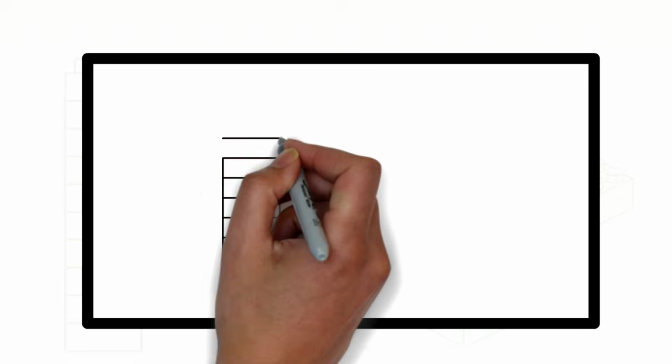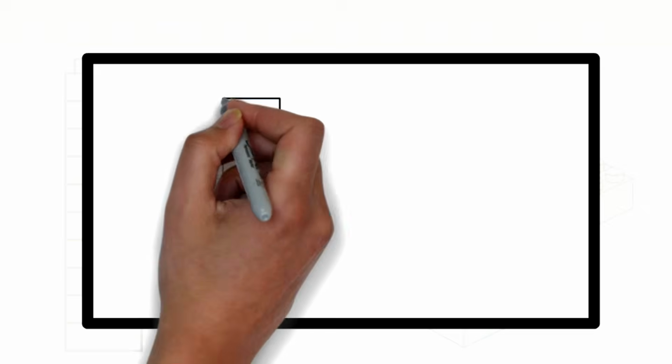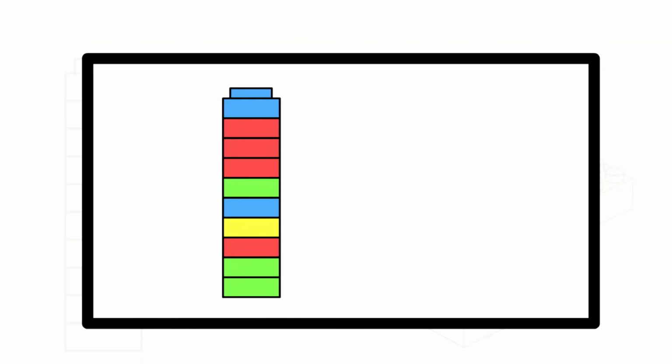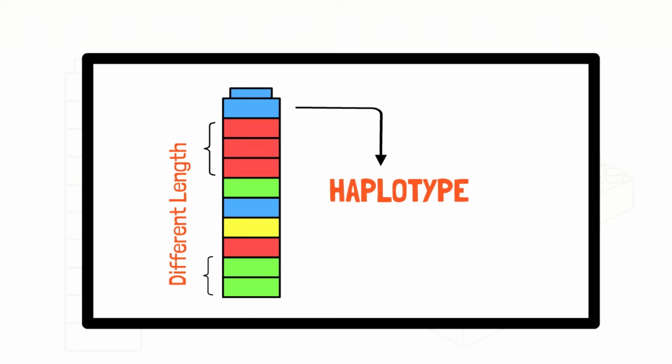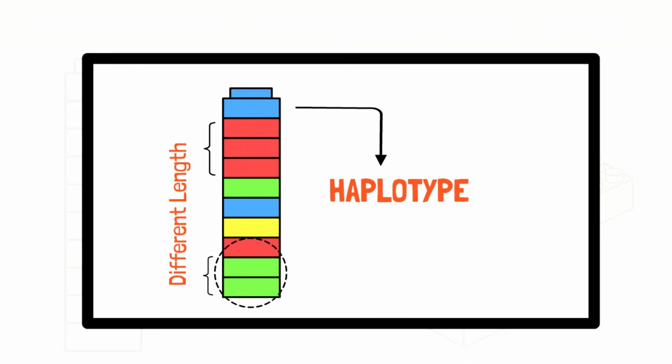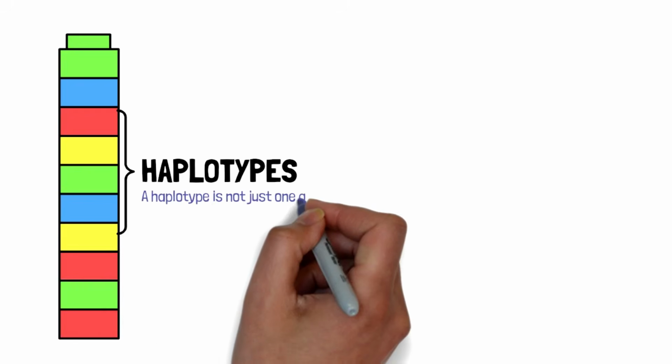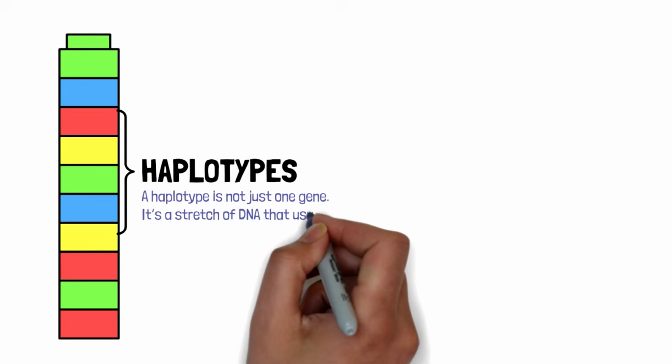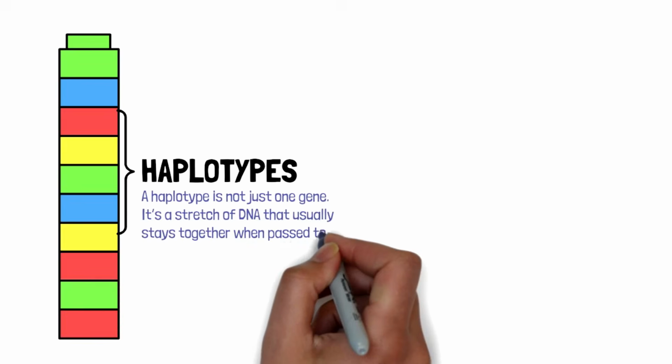All blocks are the same size and shape, only the colours change. Sometimes colours repeat, like 2 green blocks or 3 red blocks in a row. These repeated colours create segments of different lengths. Each coloured section is a haplotype. For example, if 2 green blocks sit next to each other, that green section is one haplotype. A haplotype is not just one gene, it's a stretch of DNA that usually stays together when passed to offspring.